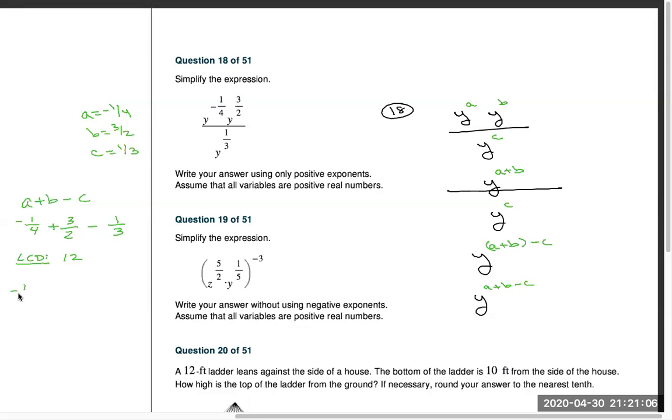So I have negative 1/4. That's going to be multiplied by 3/3. I have 3/2. That'll be multiplied by 6/6. And I have negative 1/3. That's going to be multiplied by 4/4.